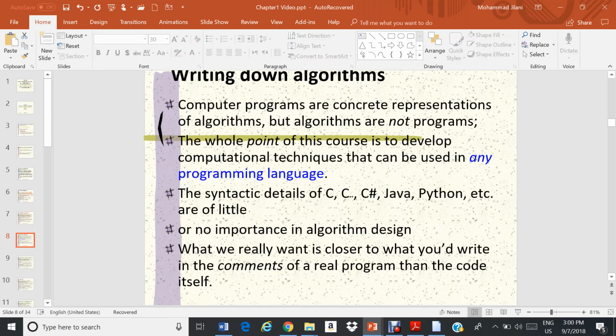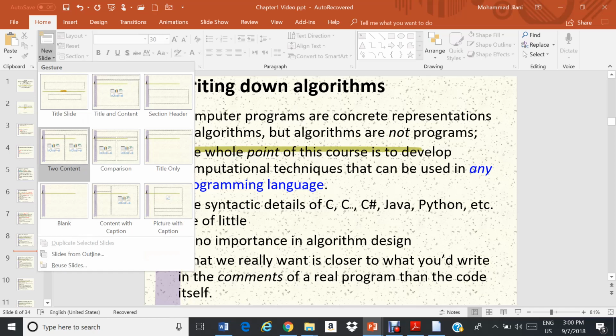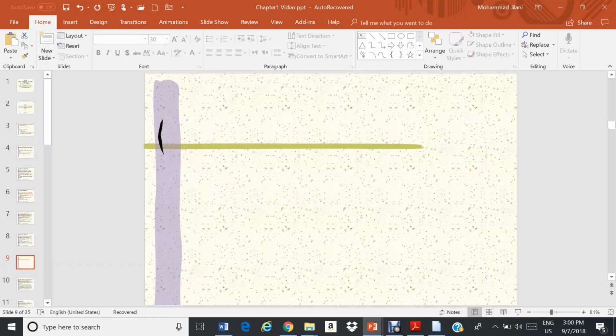That said, if I want to write an algorithm, whether it was started by Al-Khwarizmi or by us today, especially in computer science and computer engineering, we talk about programs as concrete representations of algorithms. If I want to write a piece of code, let me open a new slide here and show you what I mean.